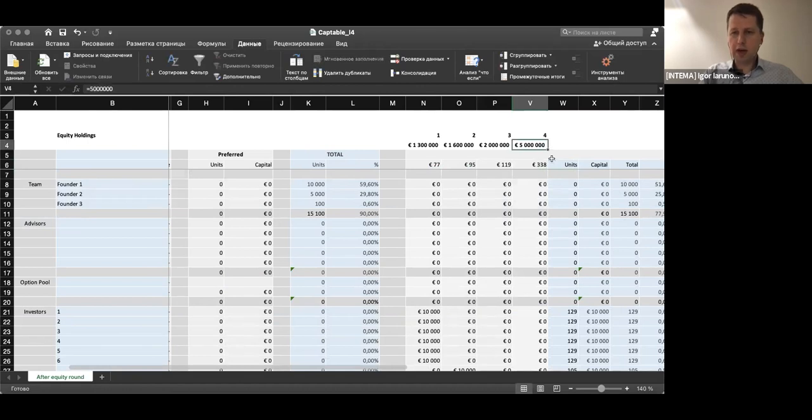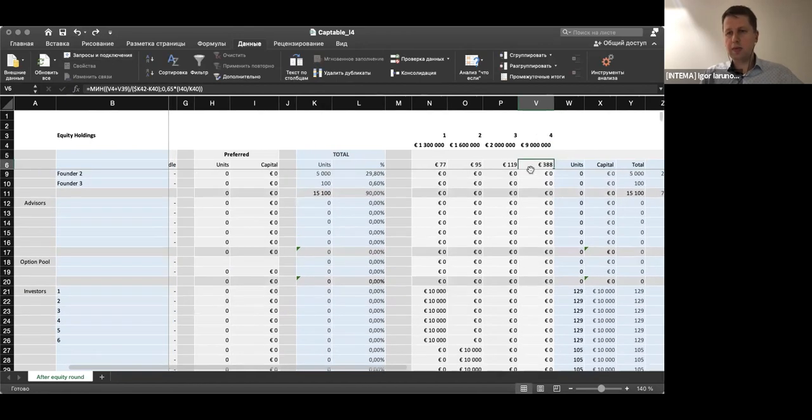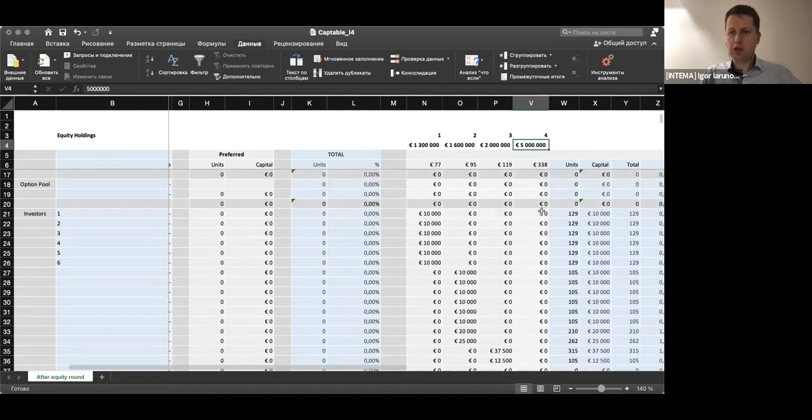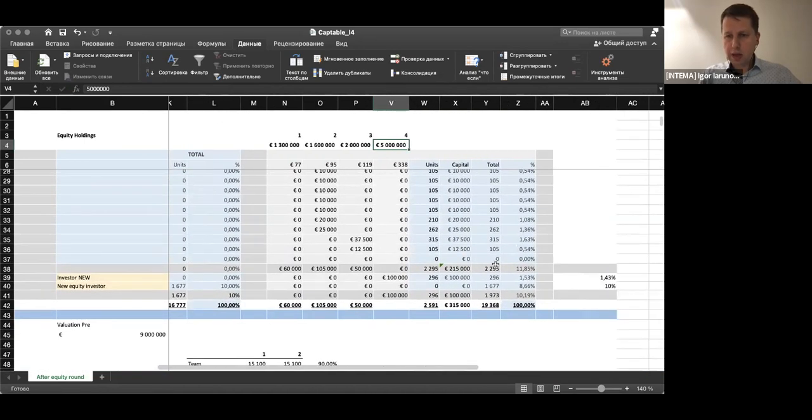If the cap was very high, I would say 9 million, the share price for this guy would be very high. Let's calculate this. So this condition with this coefficient only works when you have a very high valuation cap. Okay, anyway.